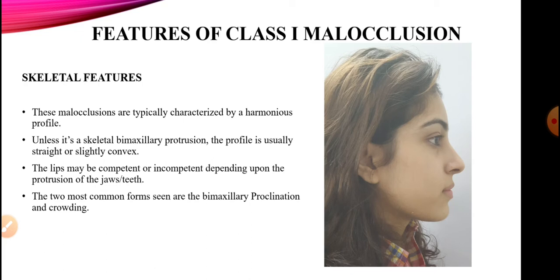So till now we have discussed that usually the patient will be presenting with a harmonious, well-balanced face, with the maxilla and mandible having a balance in the anteroposterior plane. The problem will be lying in the dentition. The patient can have competent or incompetent lips based upon the amount of anterior proclination. But when we talk about the variant that is bimaxillary proclination, in that case the patient will have incompetent lips and a convex profile instead of a straight profile, and most commonly crowding and bimaxillary proclination are seen in cases of class 1 malocclusion.